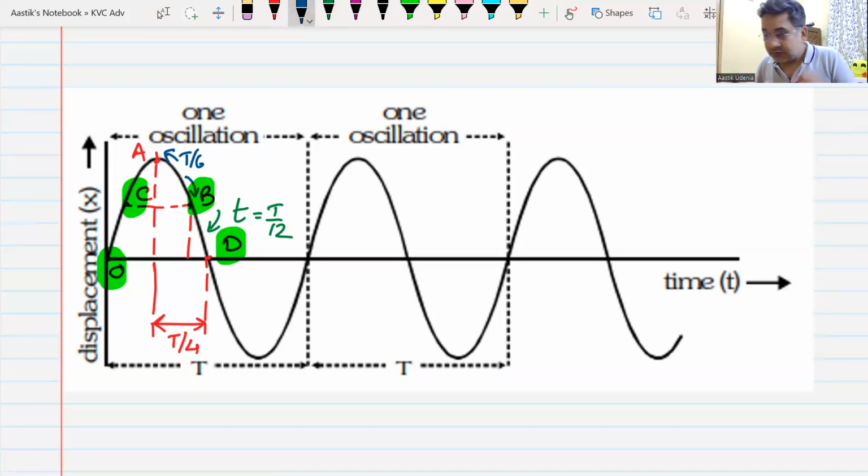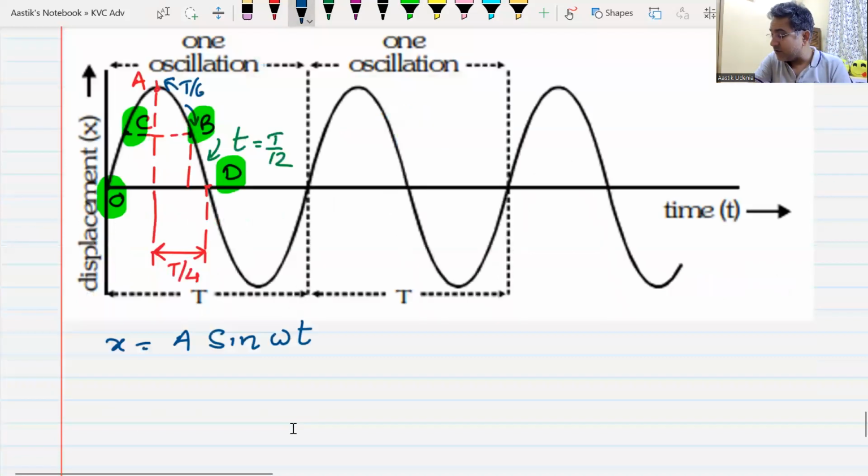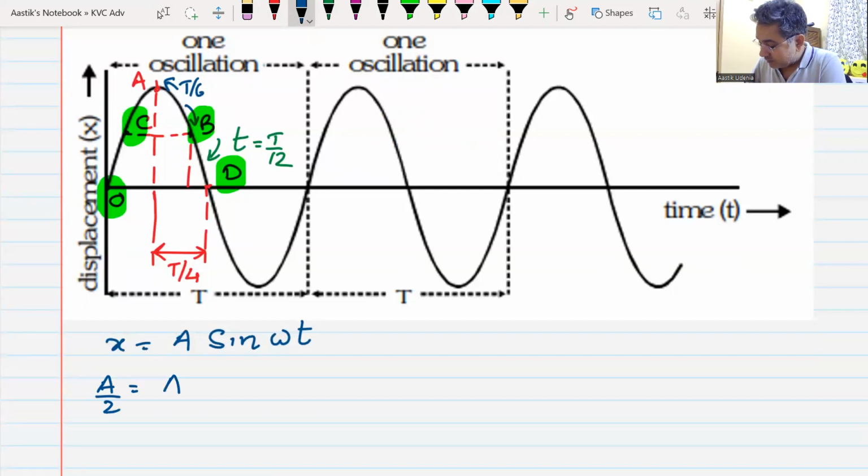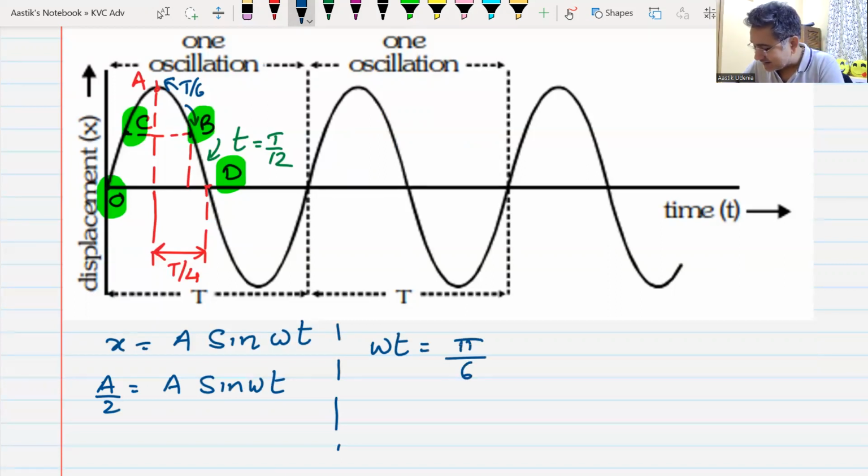Now you can use the other equation. You can start the equation from point O. So now you can write the equation like this: x is equal to A sine omega t. And that is the benefit of understanding this equation of simple harmonic motion. As soon as you put the value of x as A by 2, A by 2 will be equal to A sine omega t. From here, I can get the value of omega t as sine inverse of half, and sine inverse of half is pi by 6.